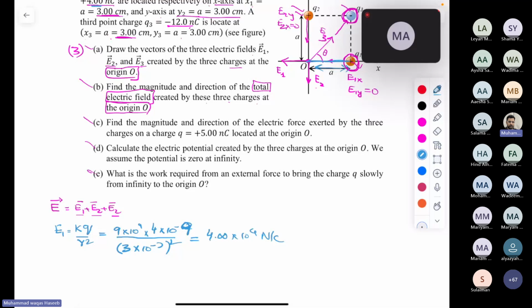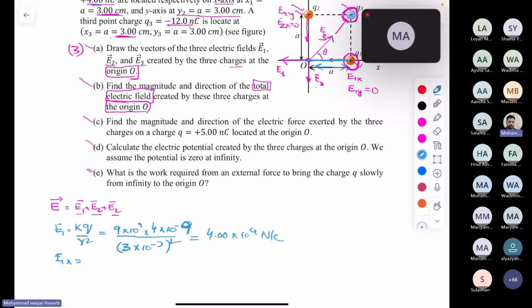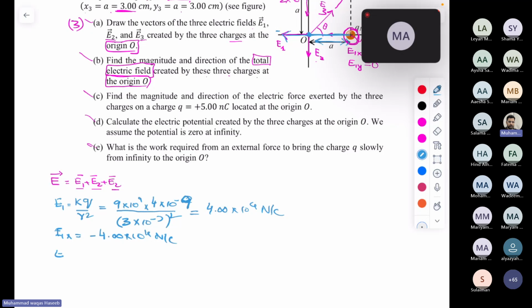But what is the electric field x component? So the charge is along the x. So this is your electric field along the x, but its direction is in this direction. So if you have the origin, and this is the positive x and this is the negative x, your electric field direction is in the negative x direction. And what is its y component? It is 0.